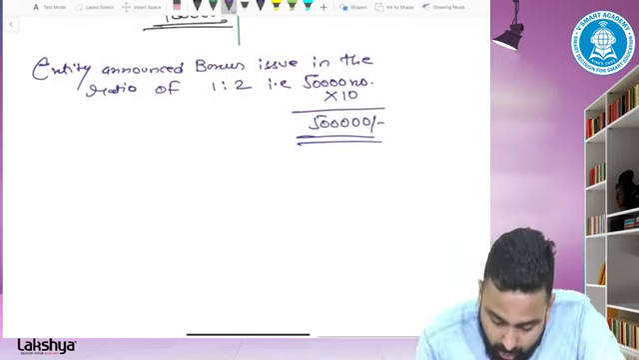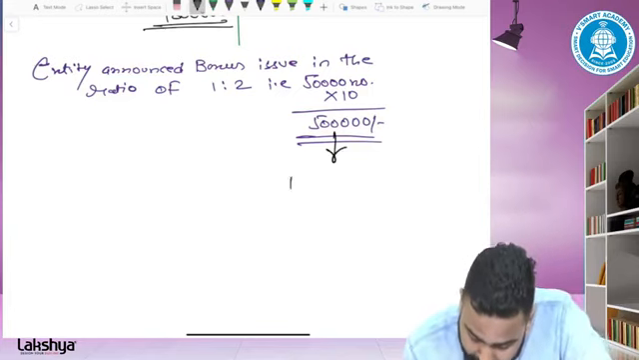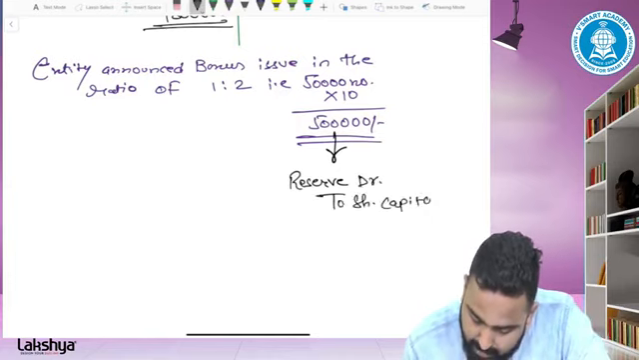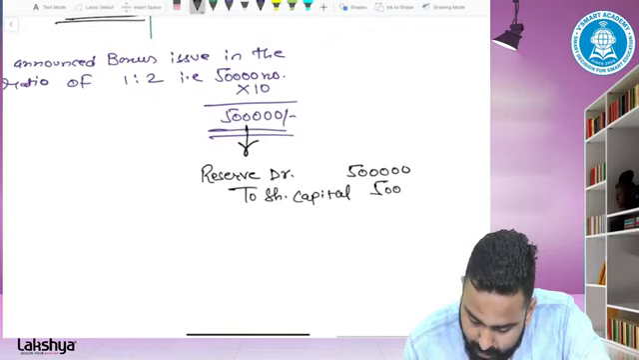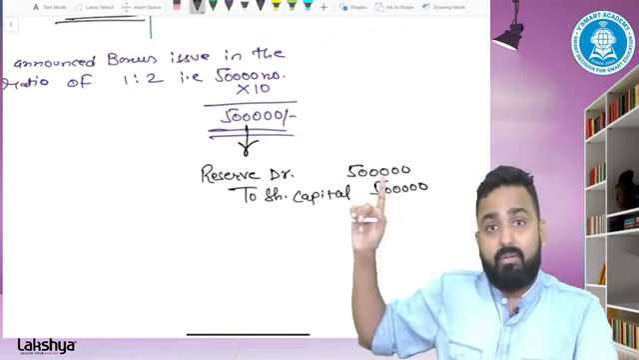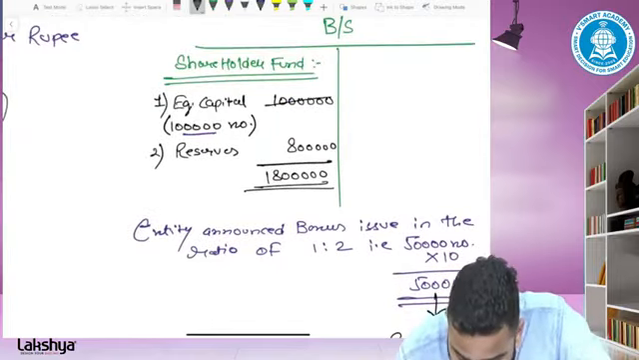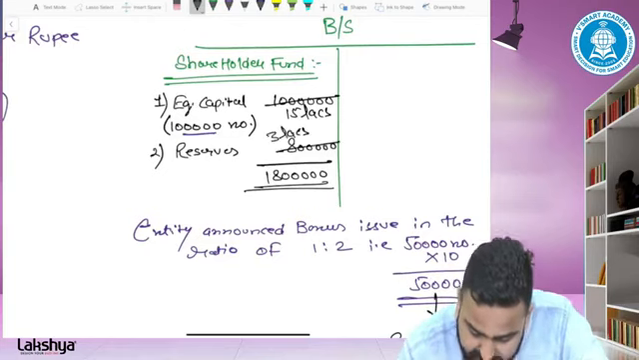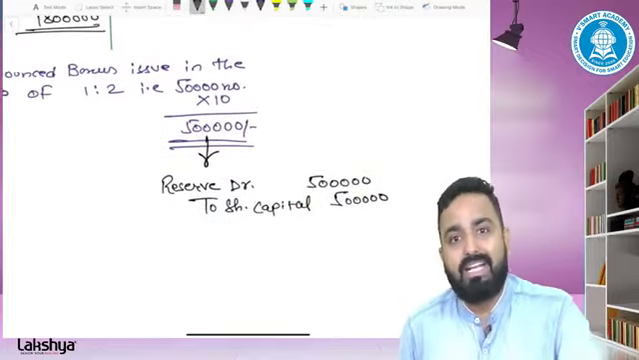Now we very well know the entry of bonus is reserves debit to share capital 5 lakh. If I include this transaction in my balance sheet, technically instead of 10 lakh there will be 15 lakhs, and instead of 8 lakhs there will be 3 lakhs. Guys, understood or not?